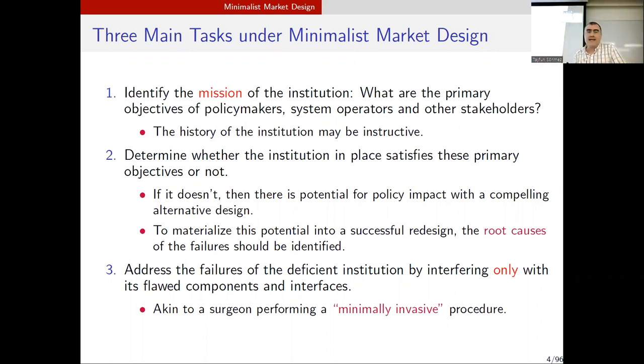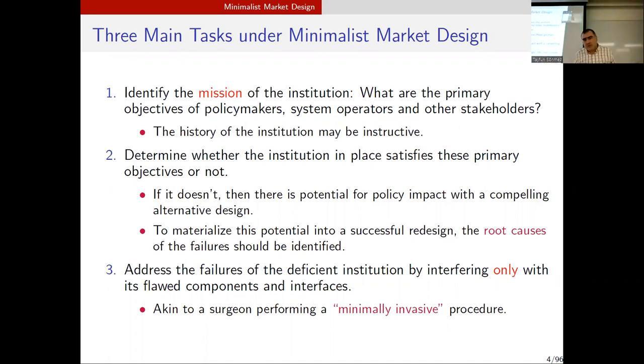The second task is to determine whether the institution in place satisfies these primary objectives or not. If it doesn't, then there is potential for policy impact with a compelling alternative design. What's a compelling alternative design? To me, a compelling alternative design is a design which doesn't mess with parts which are not broken. I found an issue, but it doesn't mean that the entire system is broken. Probably these people just didn't know how to deal with certain technical aspects or maybe certain conceptual aspects. Just fix whatever is broken and don't touch anything else.